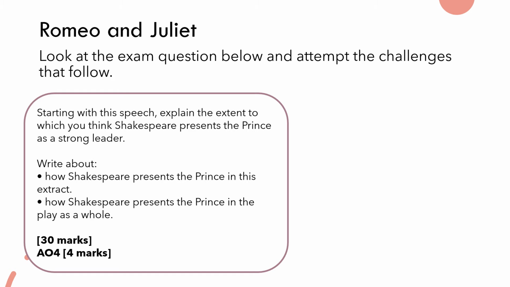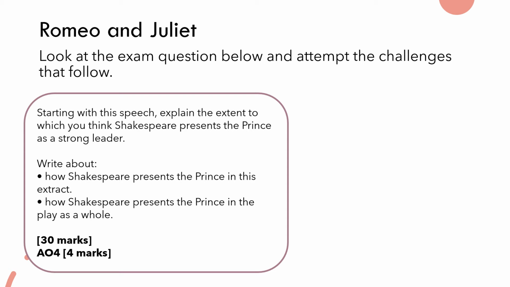A really good thing about the exam is that they actually give you a little bit of guidance about what to include. So you can write about how Shakespeare presents the prince in this extract and how Shakespeare presents the prince in the play as a whole. Now, an important thing to notice with this first bullet point is that it's saying use the extract that's provided. It's actually a little bit longer than the one we just looked at. Again, that can be found quite easily online.